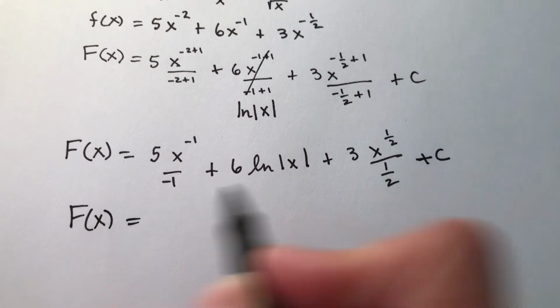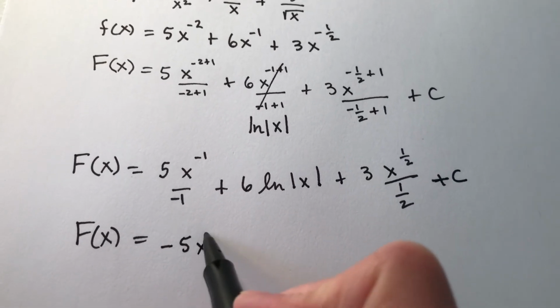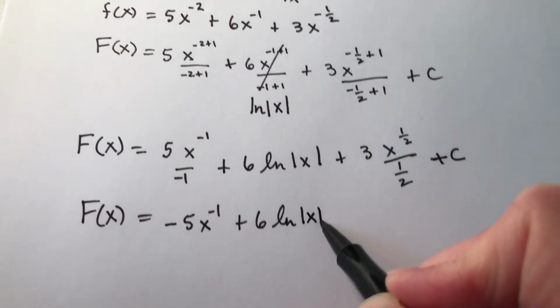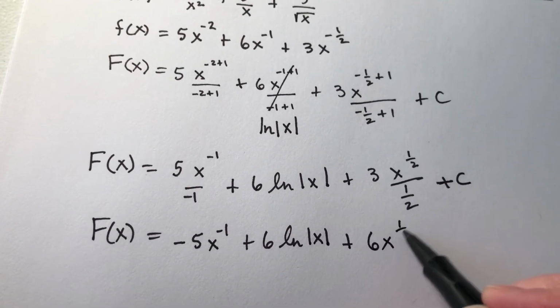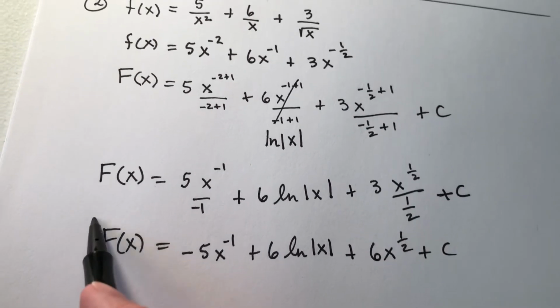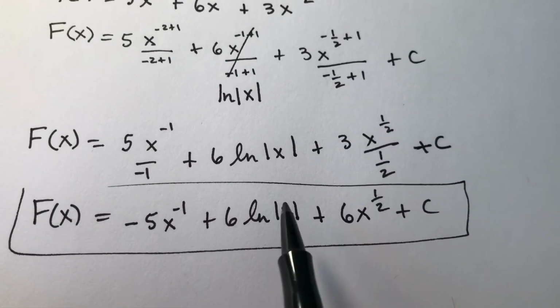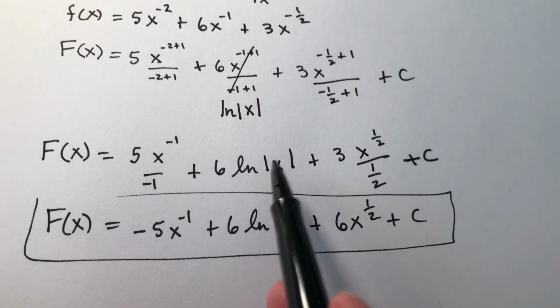I don't like fractions, and this can just be negative 5 x to the negative 1 plus 6 ln absolute value of x plus, if I divide by that, this becomes 6x to the 1/2 plus c. And that is good enough for me. You could write that as over x, and you could write that as square root of x, but that is simplified when you simplify each term.